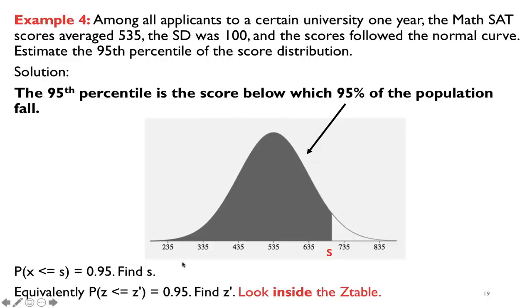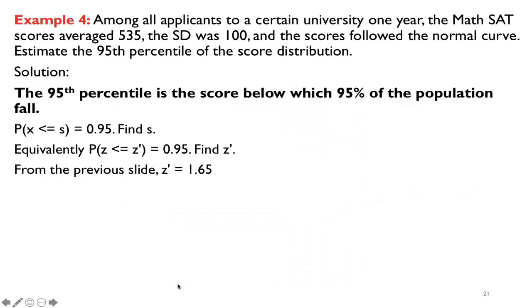Okay, so first thing is that I need to look inside the z-table to look for the percentage, which is 95%. So here it is, right? Again, I don't want to look outside. I want to look inside. Look for the 95%, because that's what the percentage is inside the table.